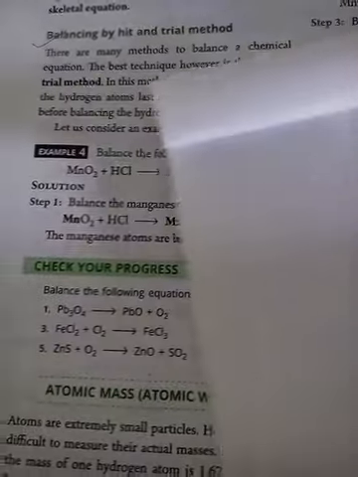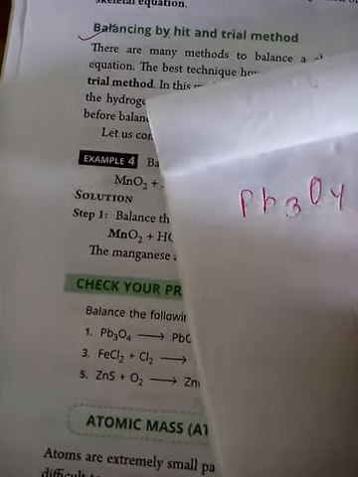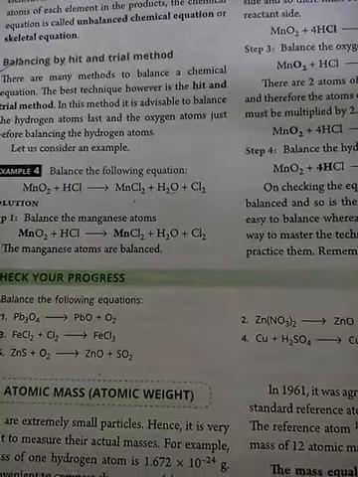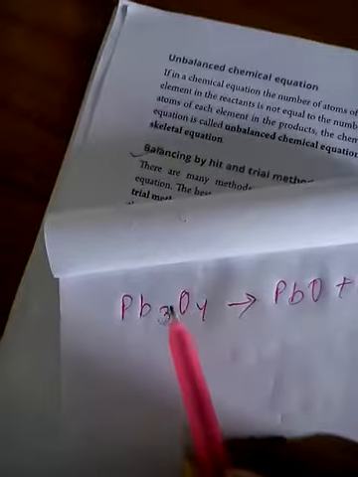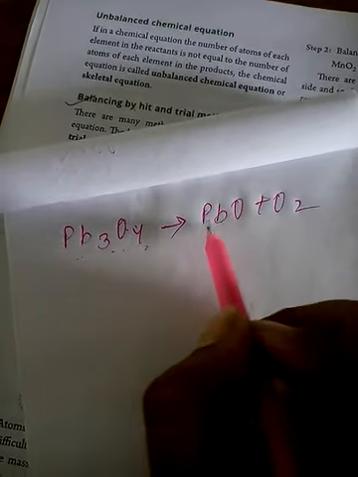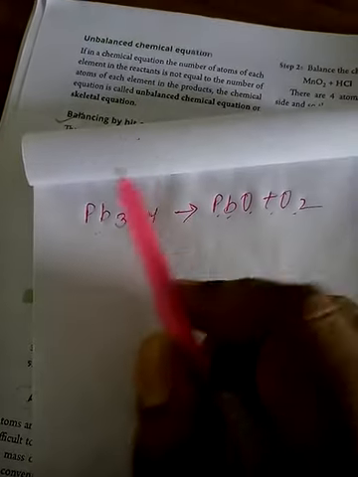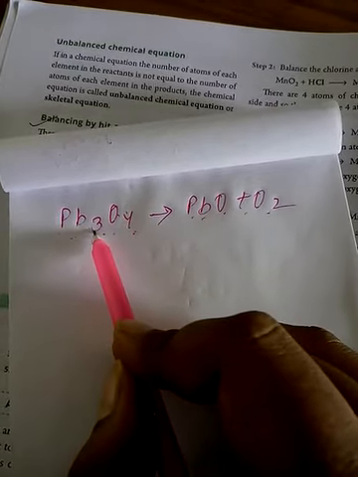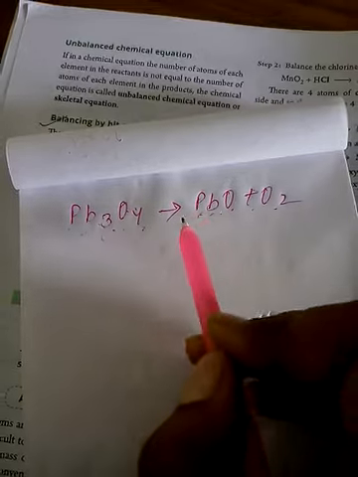Let's try one. See, it is given Pb3O4 produces, let me write the equation first, PbO plus O2. See, in this reaction we have Pb3O4 produces PbO plus O2, right? I have to balance this. This is an unbalanced reaction, so this is the skeleton reaction, because 3 lead atoms we have here, and only 1 lead.